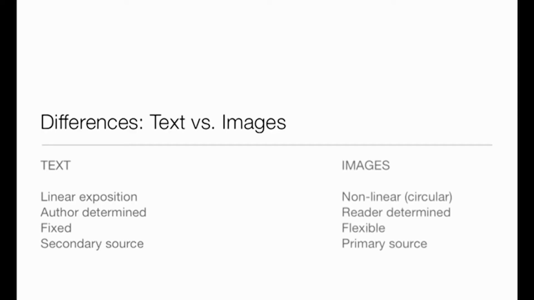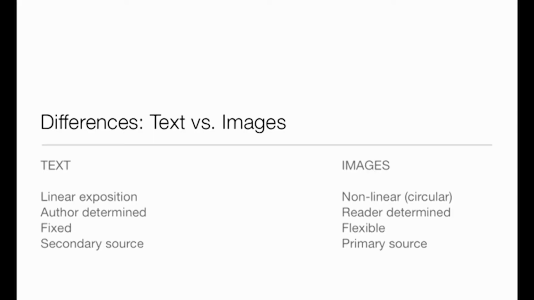Images, on the other hand, are nonlinear. They function more in a circular pattern. We're confronted with them, we scan them, and try to understand them. The movement between different images is often reader determined, and images can be arranged in a flexible manner. You can change what they're placed next to, for example. And these images that we're dealing with are primary sources. So there's no author doing research between us and them.